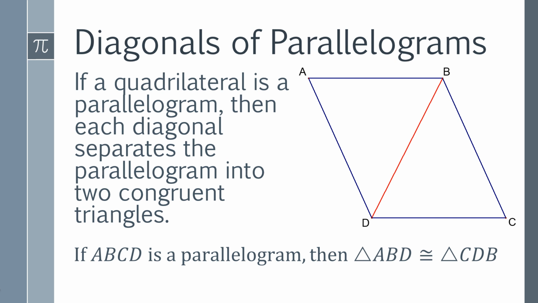How dramatic. So, if a quadrilateral is a parallelogram, then each diagonal separates the parallelogram into two congruent triangles. So we can see that because opposite sides are congruent. So we would have this situation here, and because this third side here is congruent to itself, those two triangles are congruent by side, side, side, right? If you remember that from prior learning. So if ABCD is a parallelogram, then triangle ABD is congruent to triangle CDB.